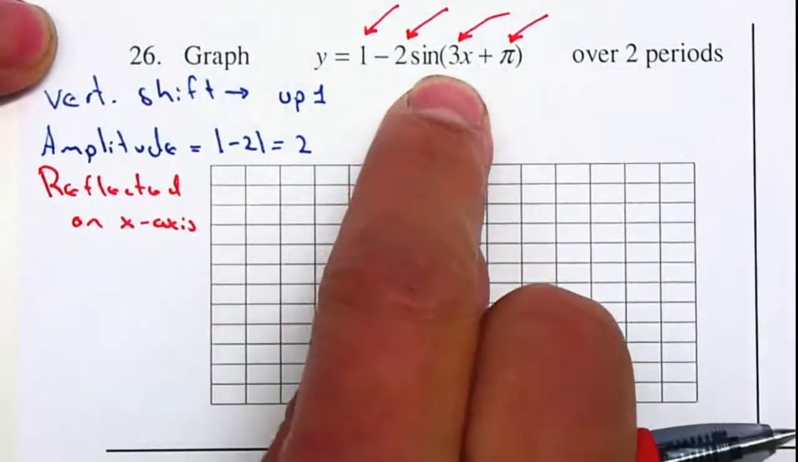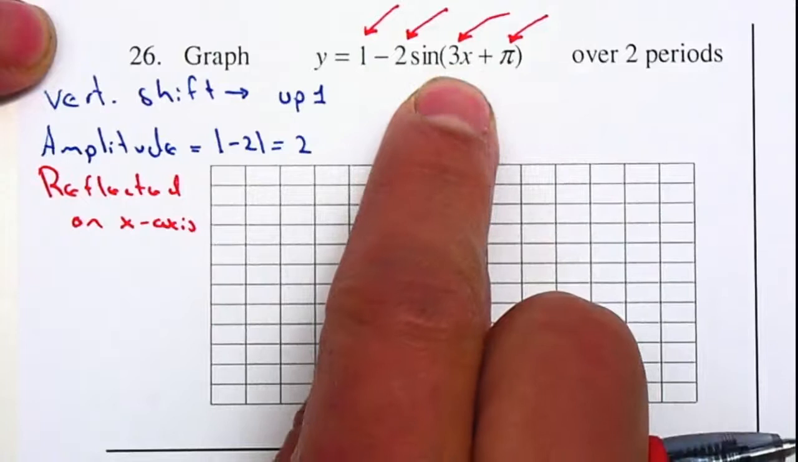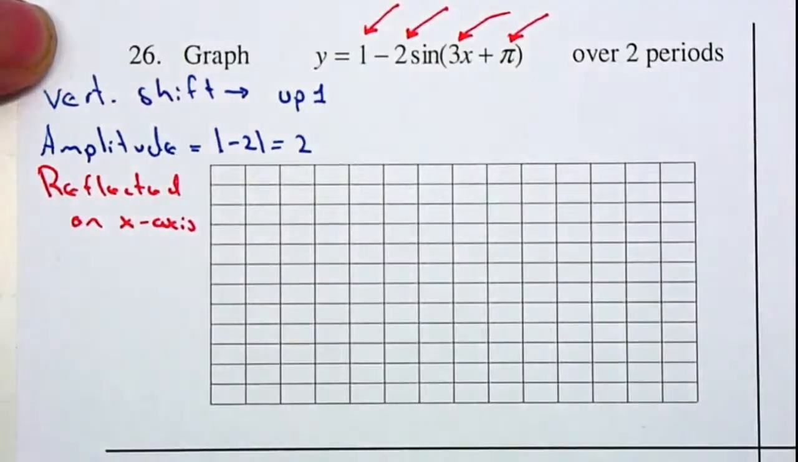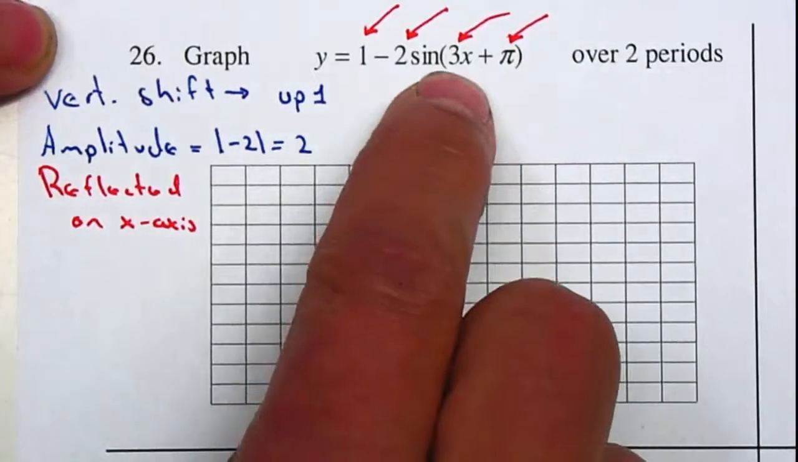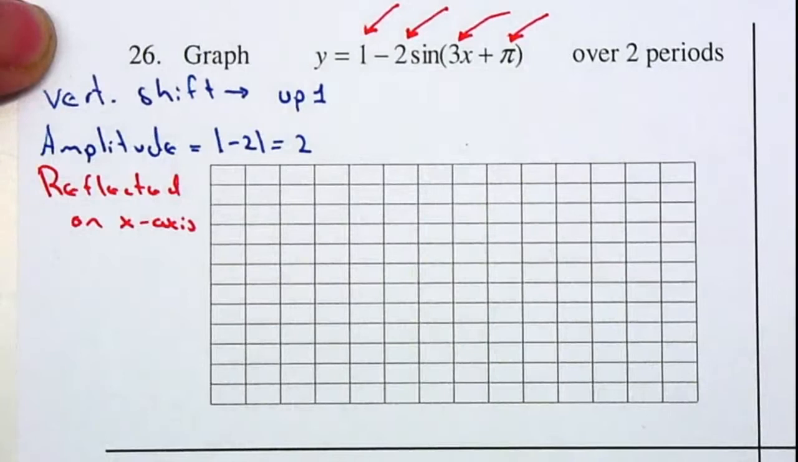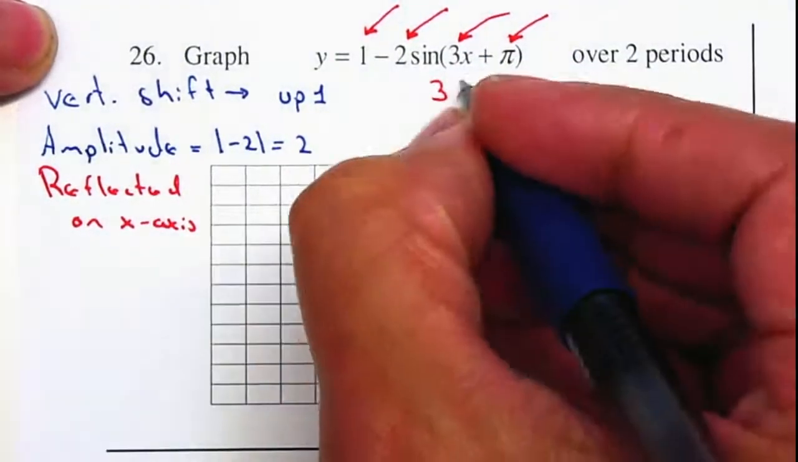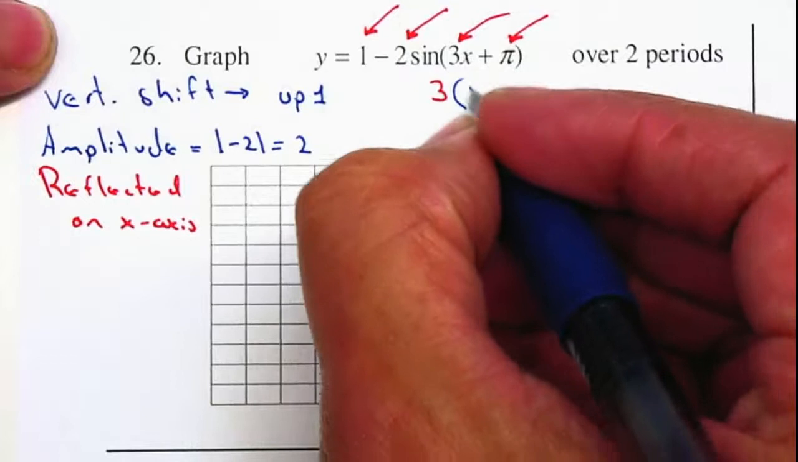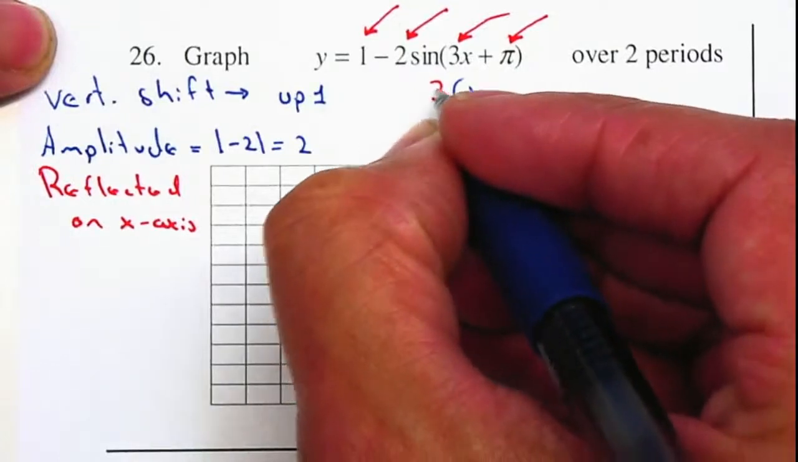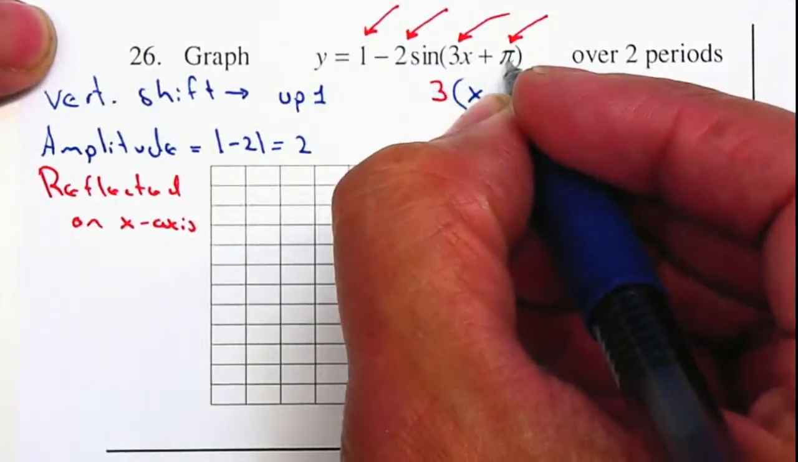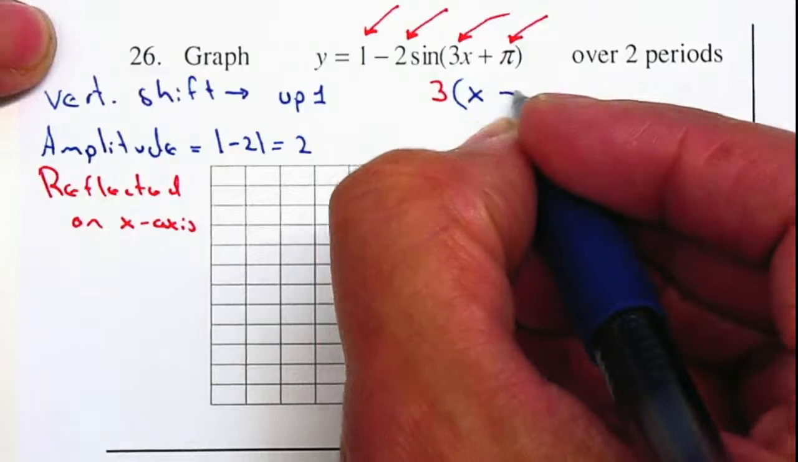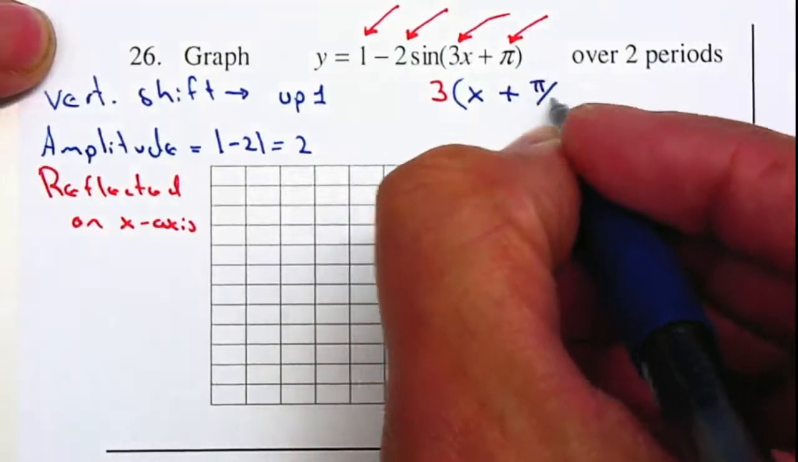If you notice, the 3 is inside the parentheses, so we need to factor out the 3. The 3 will be the b, but it needs to be factored out. It cannot be right next to the x. So therefore, we have a 3. And what do I need to multiply 3 by to end up with 3x? It will be x. What do I need to multiply 3 by to end up with pi? We're just going to divide pi by 3. So plus pi divided by 3.